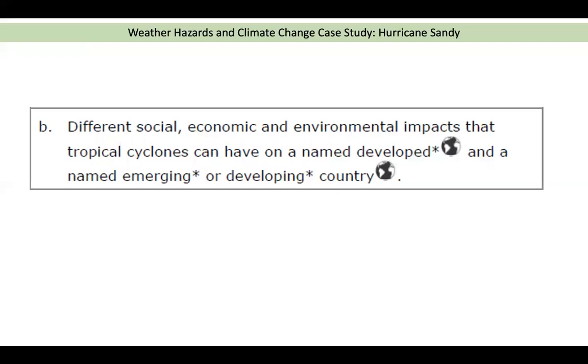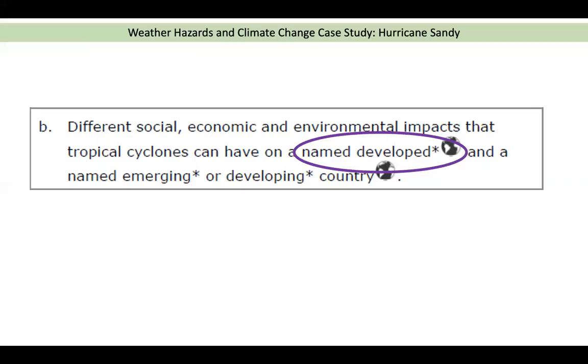So we're looking at Hurricane Sandy because it covers this part of our GCSE specification. So we need to look at the different social, economic, and environmental impacts that tropical cyclones can have on a named developed and a named emerging or developing country. So Hurricane Sandy occurred in the USA. So this means we're looking at a tropical cyclone in a named developed country.